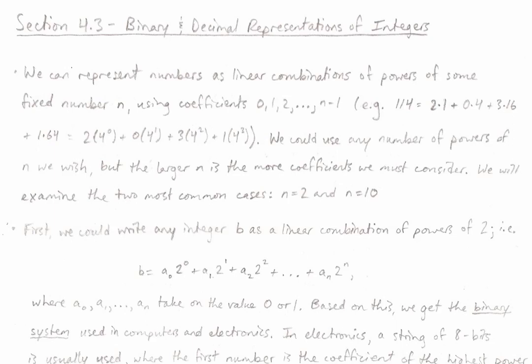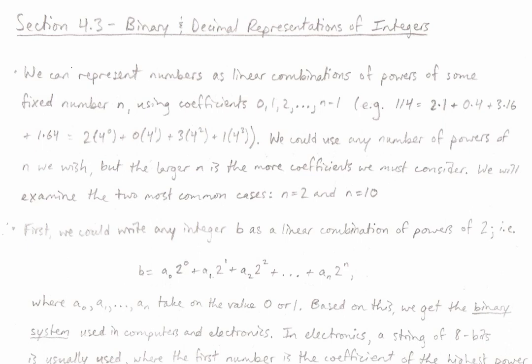So, a neat little fact that maybe you've thought of, maybe you haven't, and that this video is based upon, is that we can represent any positive whole number as a linear combination of powers of some fixed positive whole number n, such that the coefficients on those various powers of n are 0 through n minus 1.